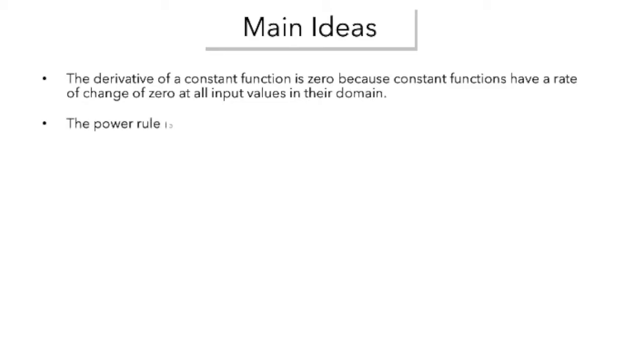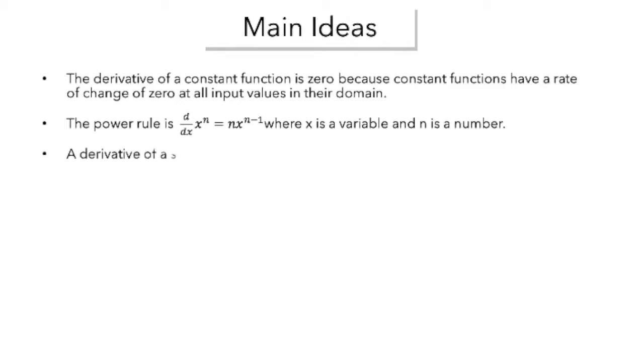The power rule is: the derivative of x to the n power equals n times x to the n minus 1, where x is a variable and n is a number. The derivative of a sum of monomials is the sum of the derivatives.